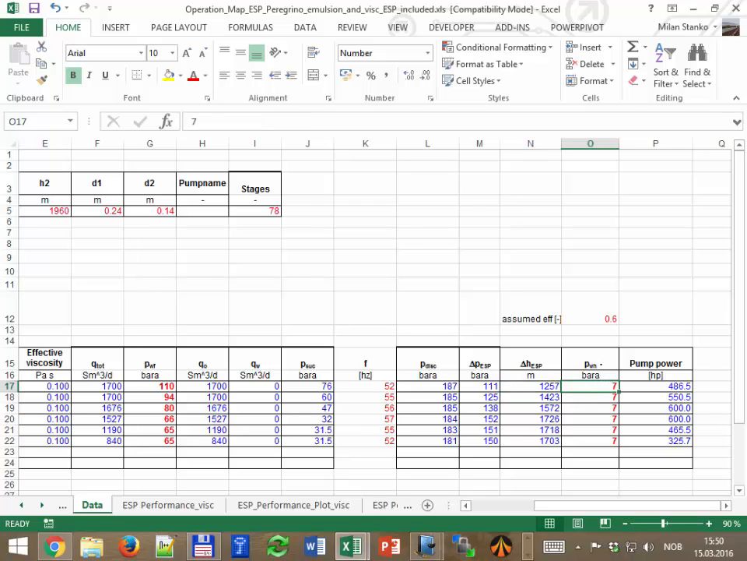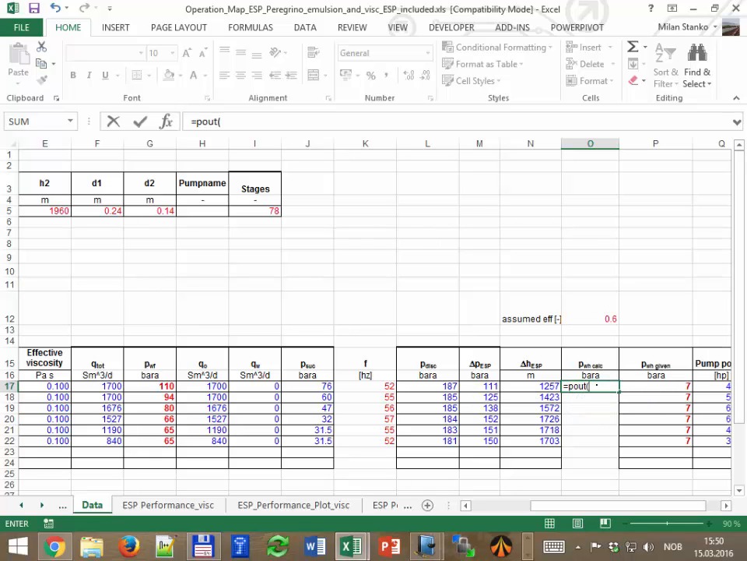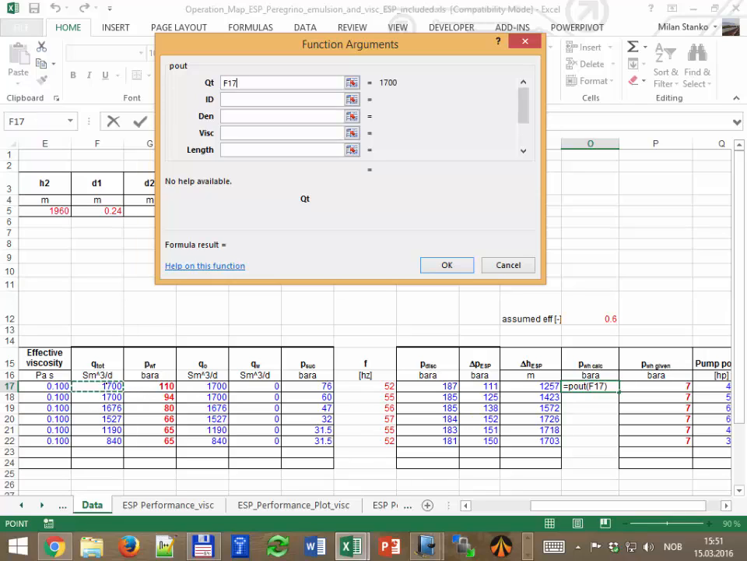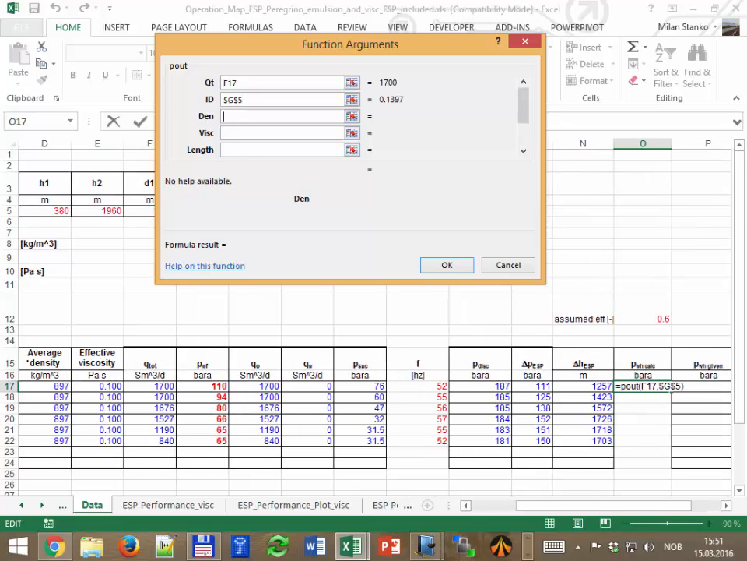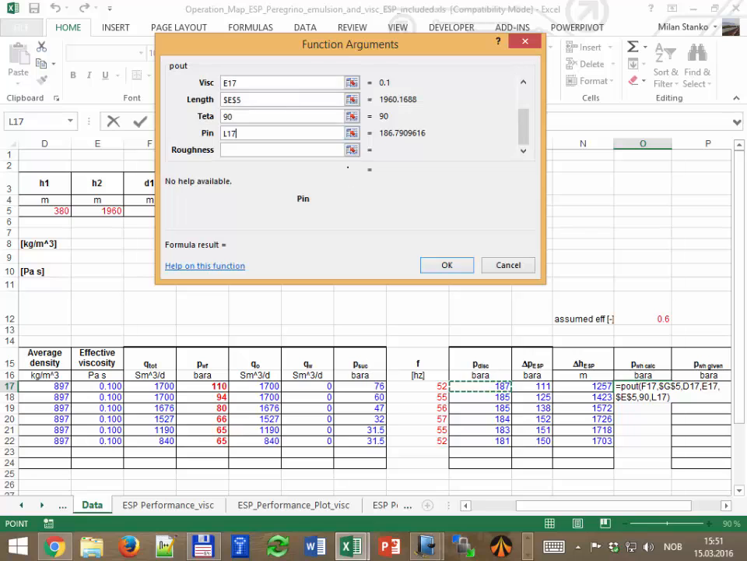And I want to calculate now. This is given, okay? Wellhead pressure given. And I have to calculate P wellhead pressure calculated, okay? And here I need P out. P out is the rate. It's getting boring. The ID is this D2. I lock it. Then density is this value here. Viscosity here. And length is H2. Lock it. Theta was 90 degrees. It's a vertical completion, we're assuming. Then P in is the P discharge here, right? And the roughness.